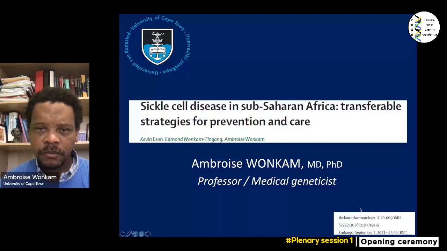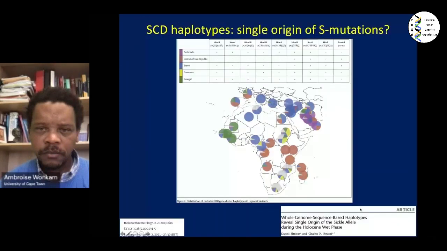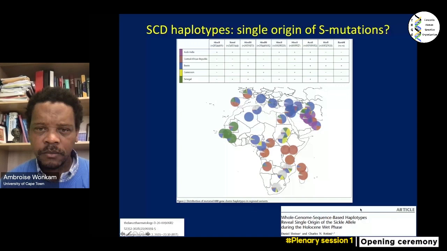Sickle cell disease originated in Africa about 7,000 years ago, at least, and it's a condition associated with resistance to malaria. But it was recognized by modern medicine only about 111 years ago, in an American student.